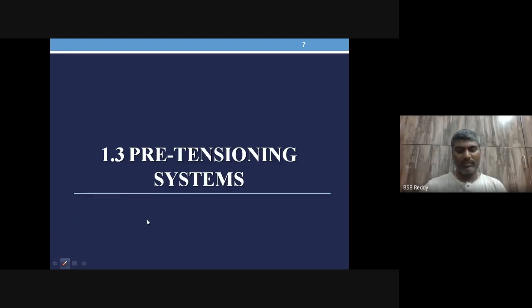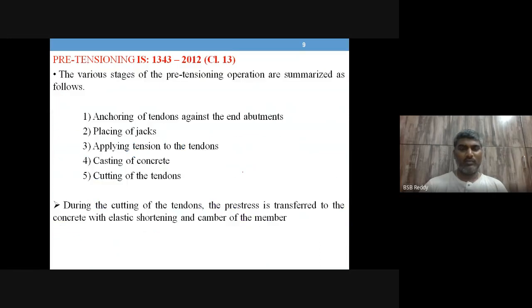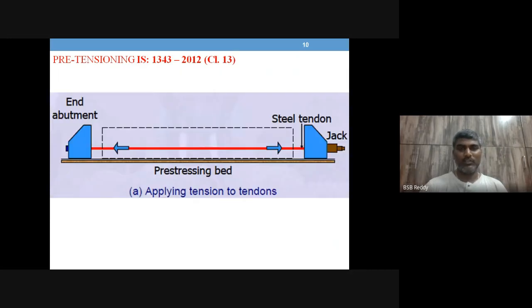We are now discussing Unit 2 of your syllabus, in which we talked about pre-tensioning systems in the last session. Let us just recall what was discussed. We talked about pre-tensioning systems and the essential things required for pre-stressing. This diagram depicts what is required for pre-tensioning.